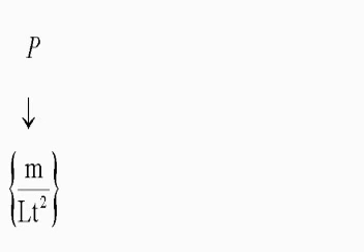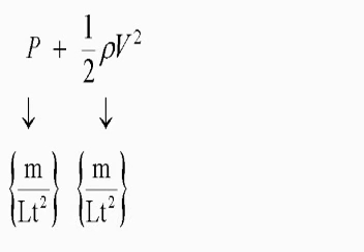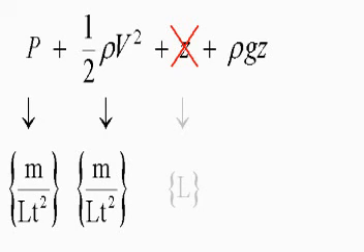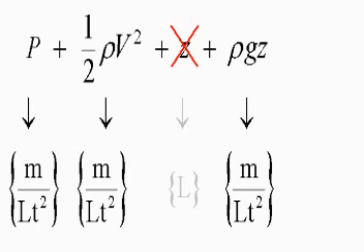Consider Bernoulli's equation, for example. Static pressure P is a force per unit area with dimensions of mass over length times time squared. The dynamic pressure, 1/2 rho v squared, has to have the same dimensions. Adding the hydrostatic head z doesn't work because it isn't dimensionally consistent. However, we can instead express the head as a pressure, rho gz, and now it is consistent.